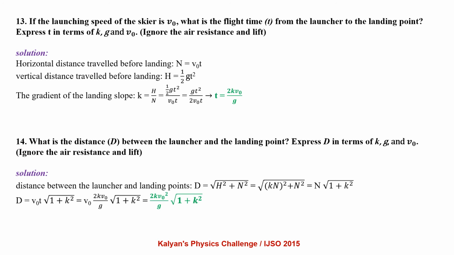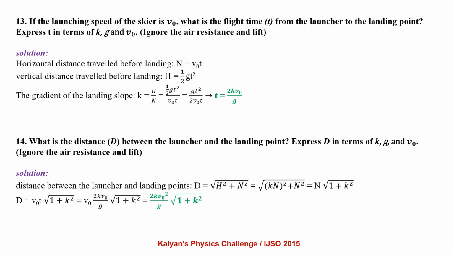If the launching speed of the skier is v0, what is the flight time from the launcher to the landing point? Express t in terms of k, g and v0. Ignore air resistance and lift. Horizontal distance travelled before landing, n equals v0 into t. Vertical distance travelled before landing, h equals half gt square.